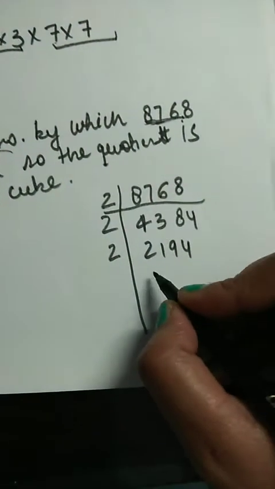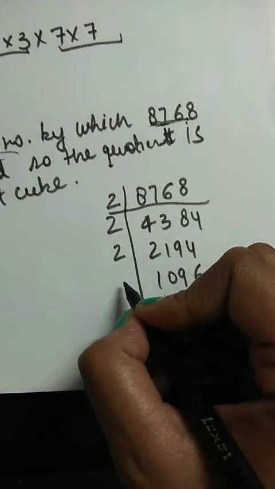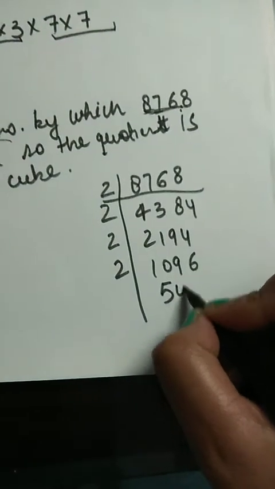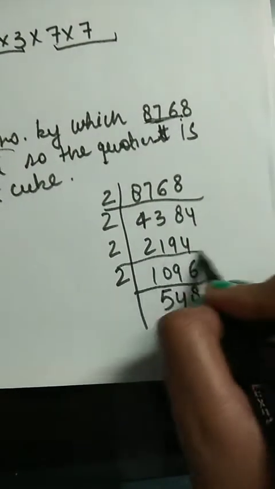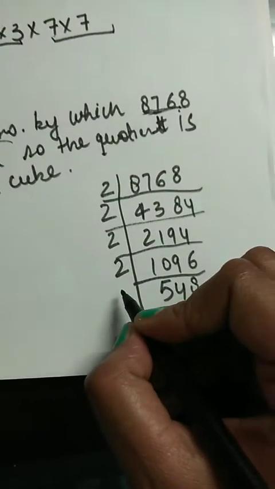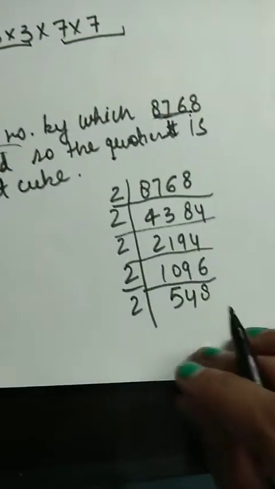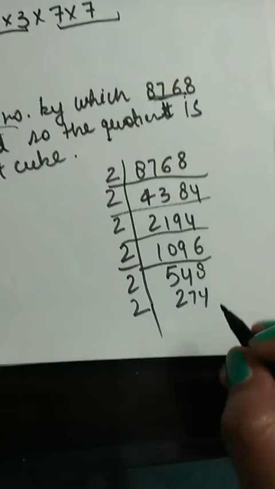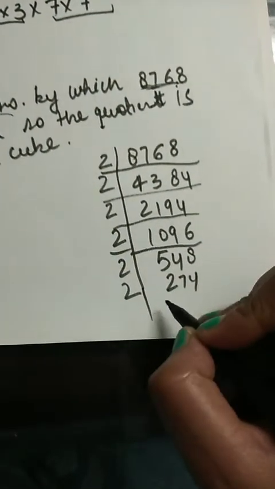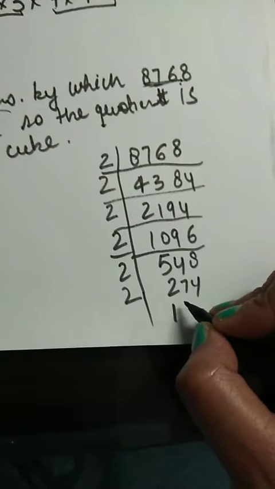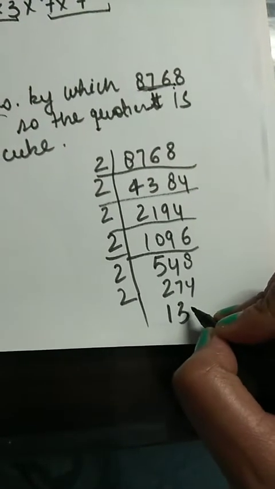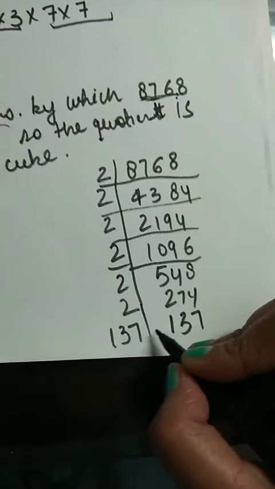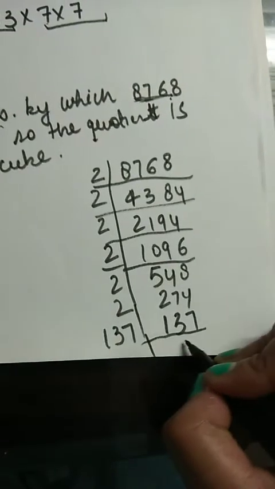Again it will be 1096. Again it will be 548. Again it will be 274, and if you divide this 274, it will be 137. Now this 137 is a prime number, so it will go one time.